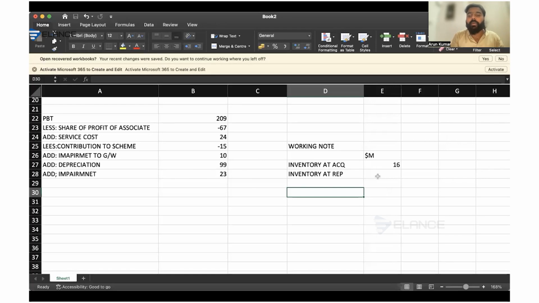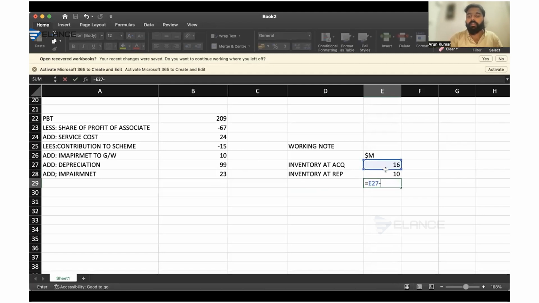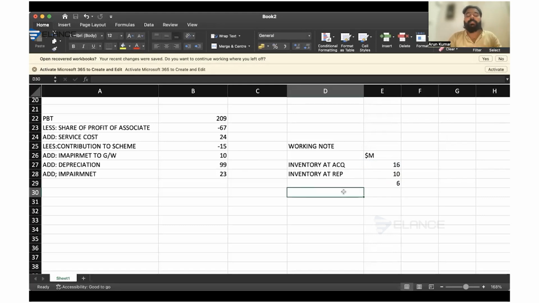Okay. So how will you do it? 60 divided by 6. So the closing inventory will become 10. So overall, there is a difference of how much? There is a fall in inventory of 6. But I can say that this fall is not because of the sale of goods. That fall is mainly because of the impairment that happened to inventory.